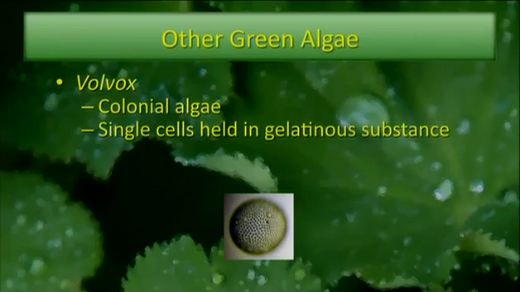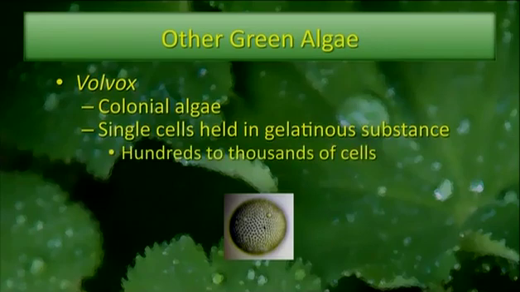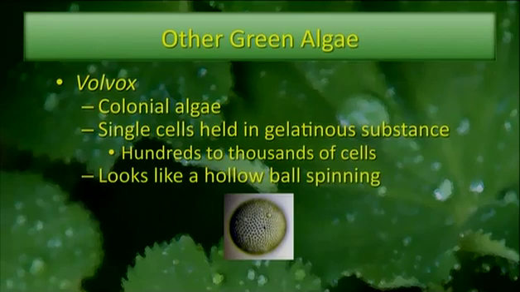Sometimes their flagella touch each other, and the flagella move, keeping hundreds of thousands of cells in this thing that looks like a hollow ball spinning. So the flagella are beating and the ball is spinning in the water. This is an example of a colonial alga.